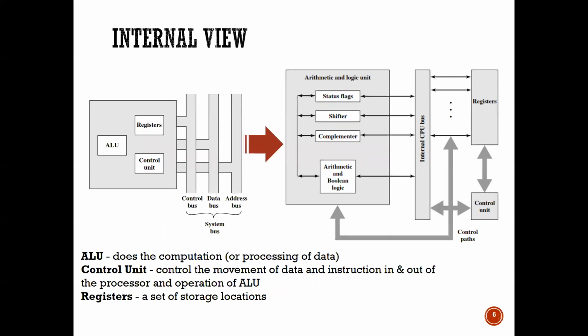Okay, this is a sample of the system bus and how the data is processed. The ALU does the computation of processing the data. The control unit controls the movement of data and instructions in and out of the processor and the operation of the ALU. A register is a set of storage locations.